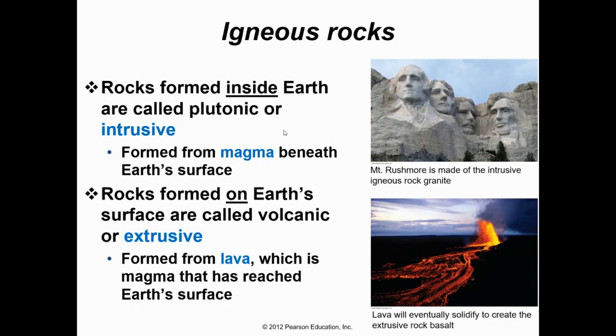All right. So first, let's look at igneous rocks. Igneous rocks can either form at Earth's surface or below Earth's surface. When rocks form below Earth's surface, that's referred to as intrusive or plutonic.